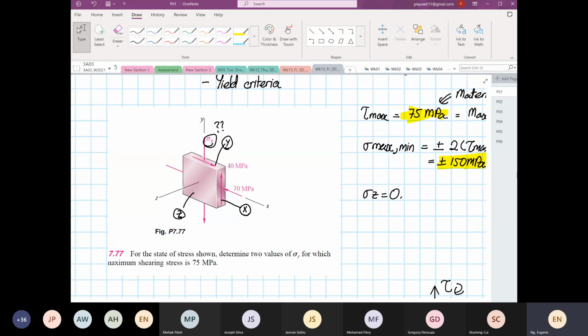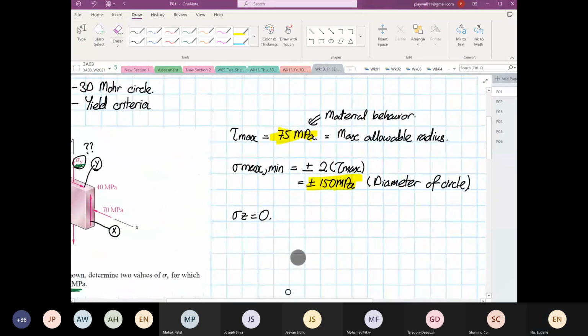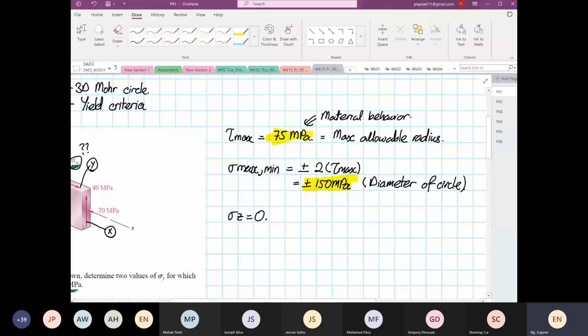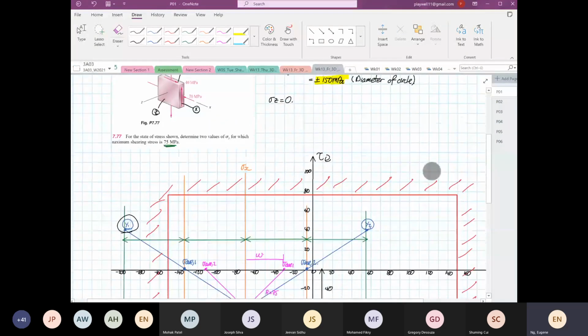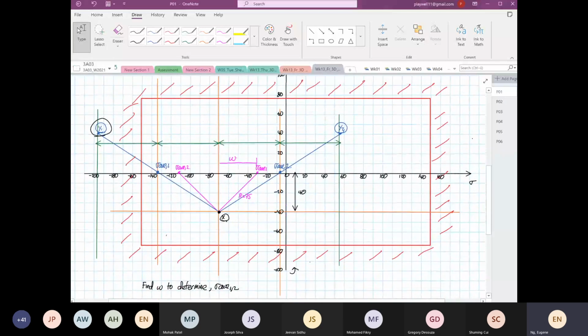So now we want to calculate the stresses in the y direction. What are the two possibilities, given a limit of the maximum shear stress of 75 megapascal? Just to quickly recap, this is the material behavior, which is 75, and it's also equal to the radius, the maximum allowable radius. We also calculate our maximum and minimum stress. Then we draw a box, a boundary, and we calculate omega to find the average stress.